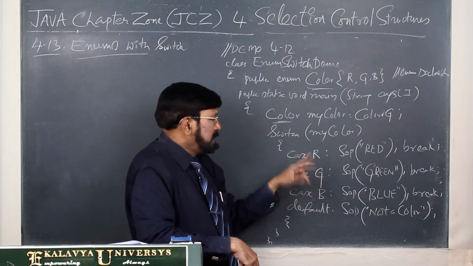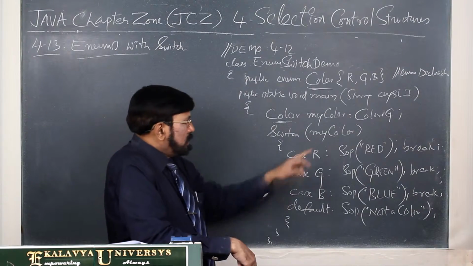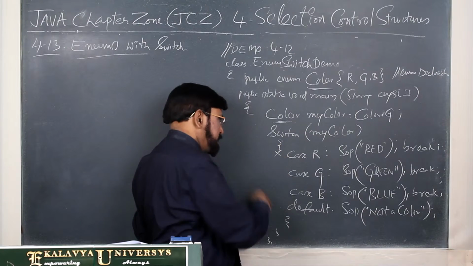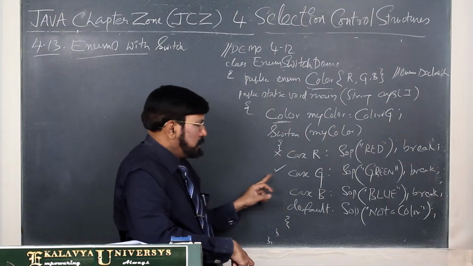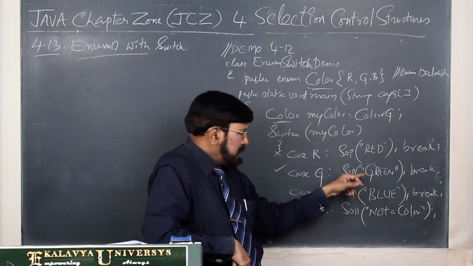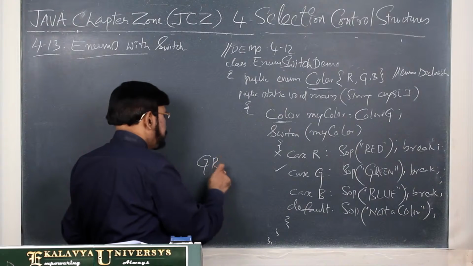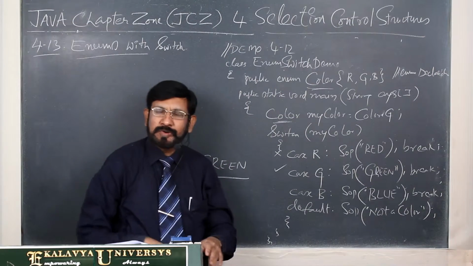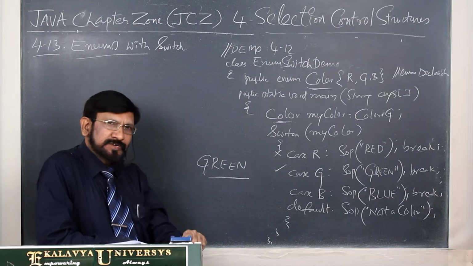These are enum, so R, G, B you have written here. Now myColor you pass. Then myColor comes here, no matching, and comes here, matching is available. And what is the print line statement corresponding to this? Green. Green is printed. So this is the output. This is the functionality of the switch statement.